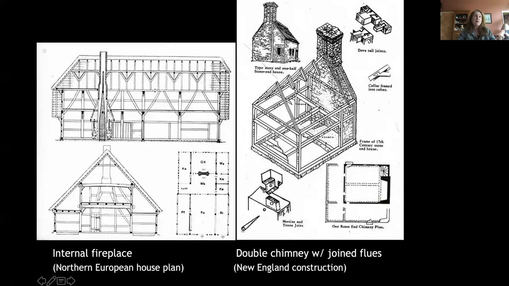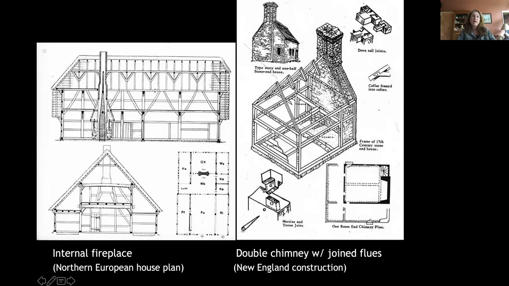On the left, what you're seeing here is a bit of an improvement. The house has an internal chimney, and that's a little bit more efficient because it's exposed on two sides, so the thermal mass of the chimney will warm up and will contribute to keeping the heat inside the house. So that was typical of the Northern European house plan.